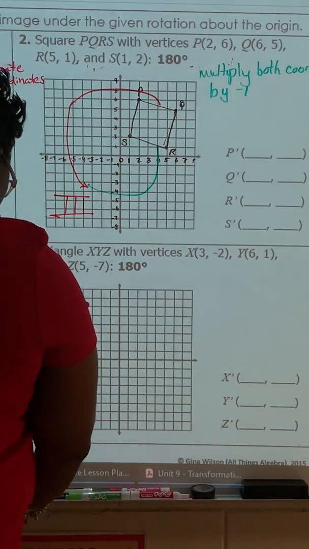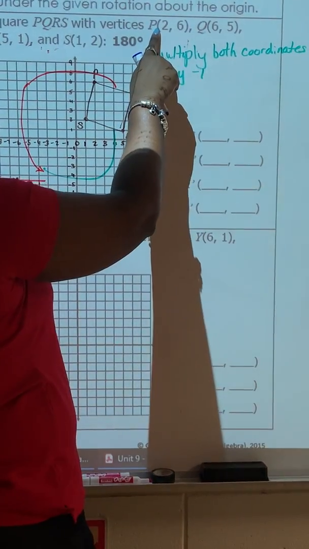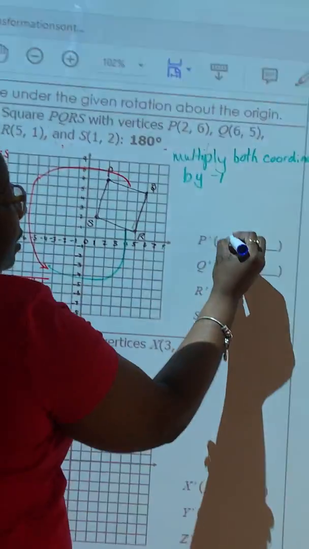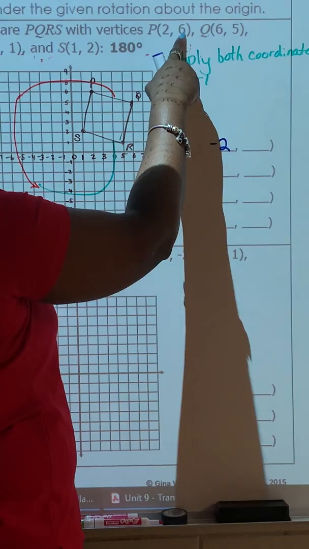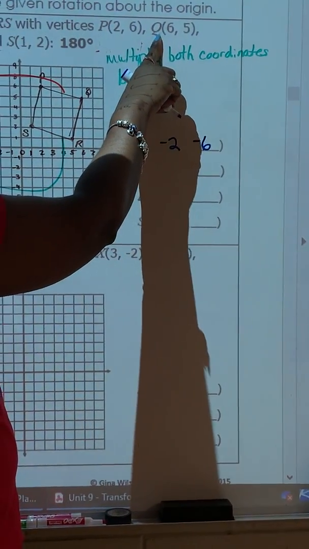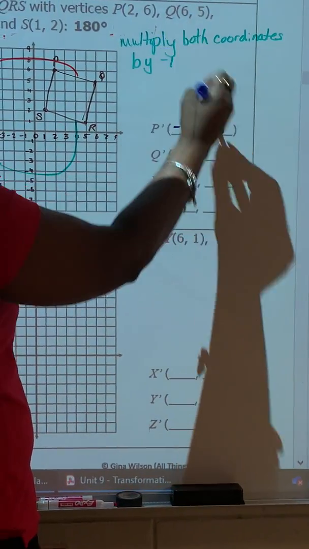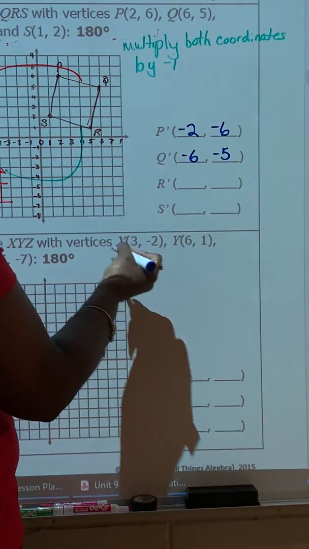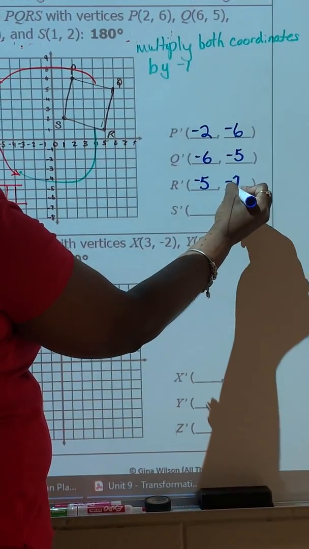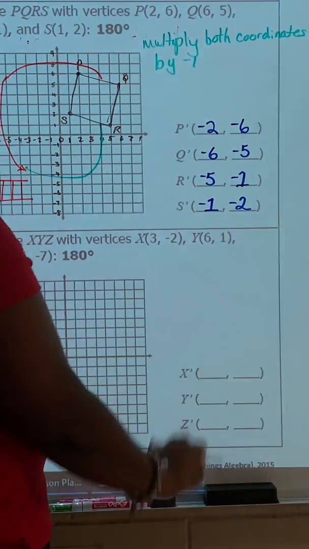Okay, so let's do that. We're going to multiply both by -1. P prime, multiply 2 by -1, 2 times -1 is -2. 6 times -1, -6. My Q prime would become, multiply 6 by -1, that's -6. 5 times -1, -5. R prime would become -5, -1. And S prime, -1, -2.